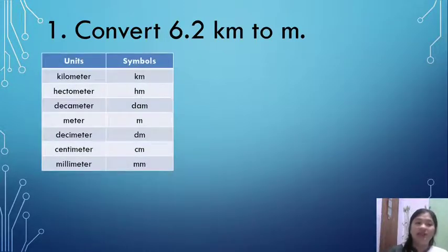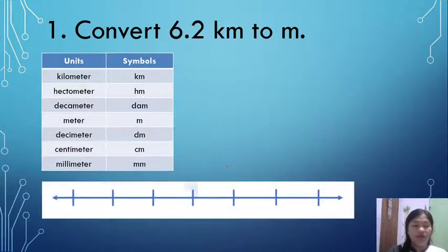So again, let us take a look back at the units and the symbols for kilometers, meters, or the units of length. Okay, so you have this table. And for this, as you can see, we have here 7 units. We're going to put the units on a metric line. So this is a line. We're going to put the 7 units in here, writing them from left to right.